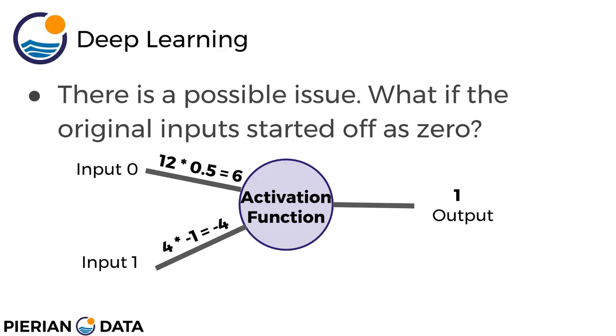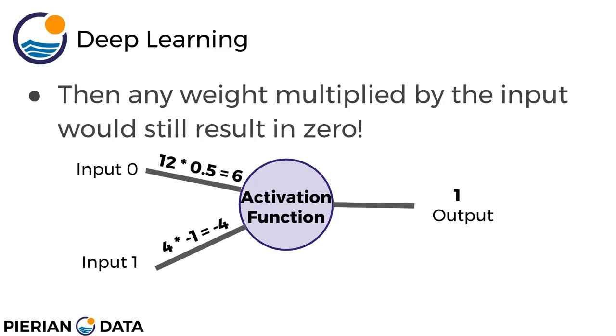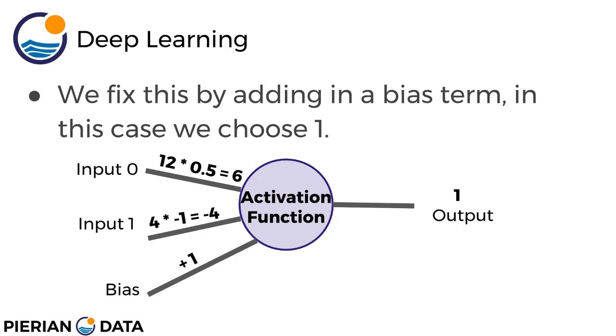There's a possible issue here. What if the original inputs started off as 0? Then any weight you chose, even if it was randomly chosen, multiplied by the input, would still result in 0. So if input 0 happened to be 0, and input 1 happened to be 0 as well, instead of 12 and 4, then you could have a problem. You essentially always get out 0 because 0 multiplied by any weight is still going to be 0. We can fix this by adding in a bias term, and in this case we choose 1. So we're going to add in our own bias term, here plus 1.